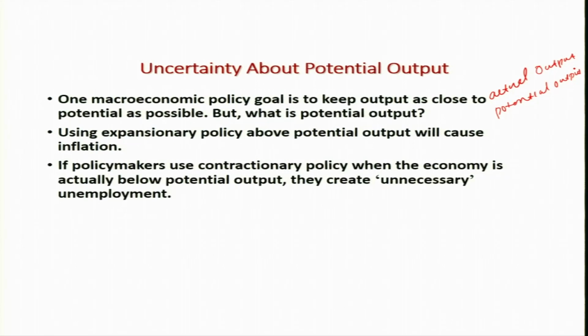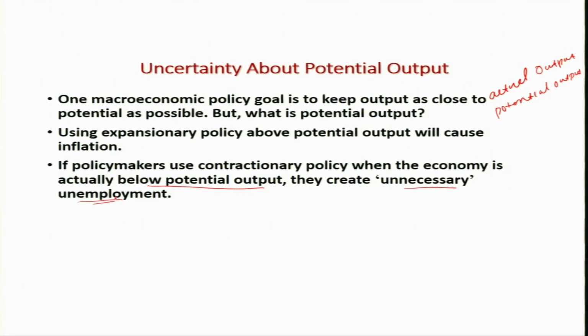Suppose the policy makers use contractionary policy when the economy is actually below potential output. If you are not able to clearly understand whether we are below or above the potential output, it creates unnecessary shock in the economy. For example, without knowing that the economy's potential output is above the actual output, if they use contractionary monetary policy, actually at that time it should be expansionary policy. In contrast to that, if they use contractionary policy, then it will create unnecessary unemployment.